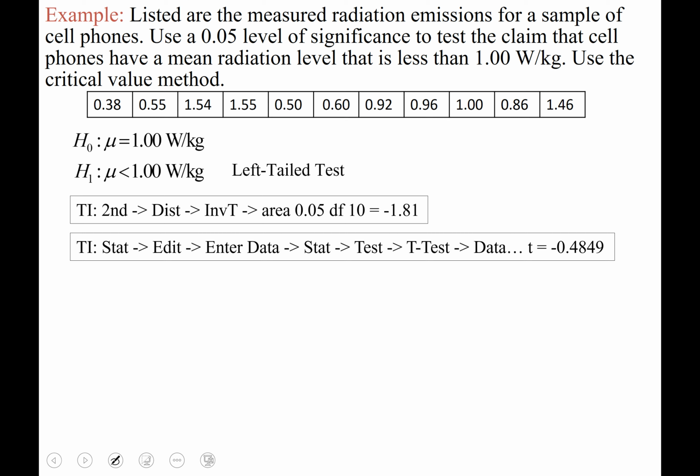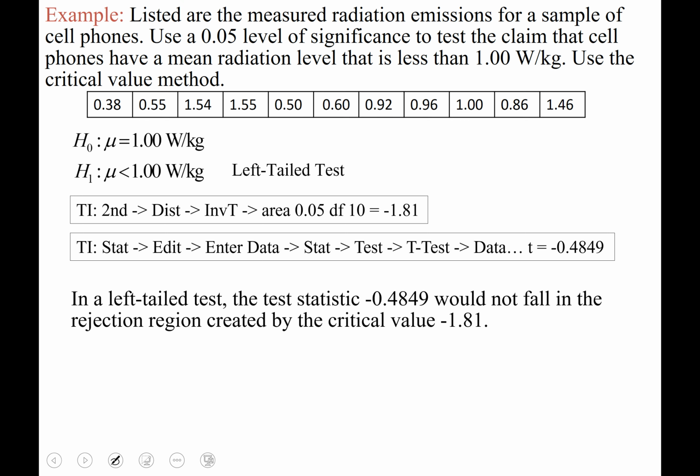Stat edit, enter our data into list 1 and run the t-test. That's how we got our test statistic of -0.4849. In a left-tailed test, the test statistic would not fall in the rejection region created by that critical value. And that's just writing down what the graph was explaining visually.